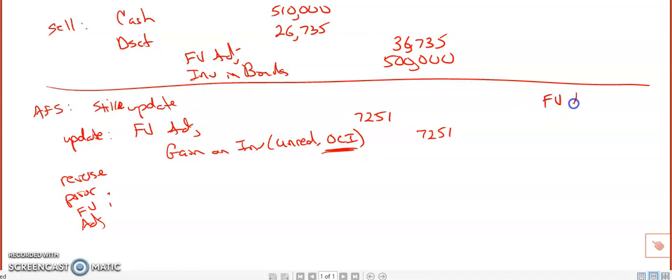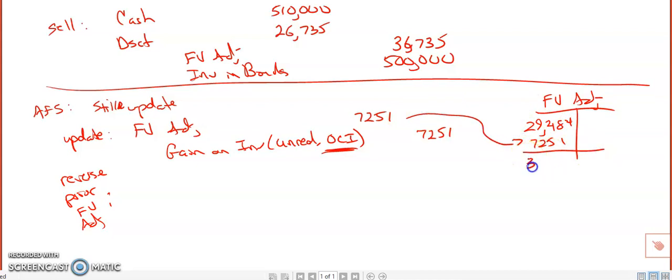All right, so we've been accumulating that. So if you think about the fair value adjustment T account over here, I'm just recopying it from the previous page, 29,484. We just did the 72.51, which gave us 36,735. All right. So the difference here is we have not been recording it in net income. We've been recording it in comprehensive income. All right. So what we do here, they call this reclassification. I'm going to abbreviate reclassification adjustment dash OCI.